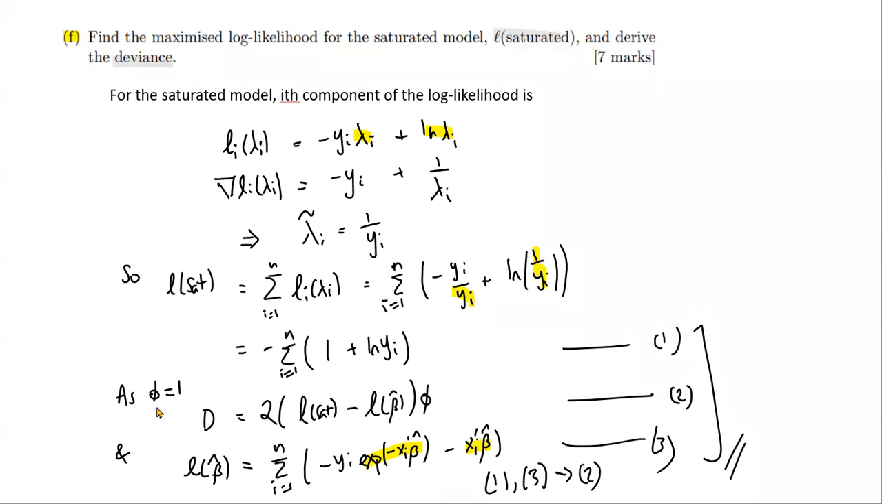Before we leave this, note that since phi is 1, this deviance is the same as the scaled deviance. Also, note carefully, guys, the question here is asking us to derive the deviance, which is a different thing to deriving the null deviance. Okay. The null deviance would be comparing the saturated with the null model.